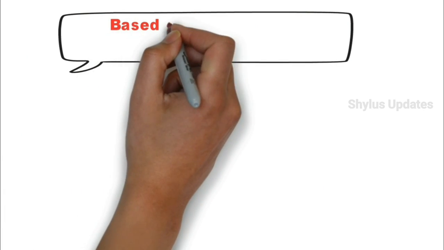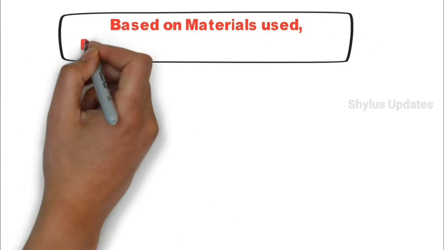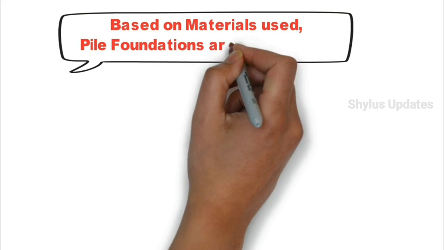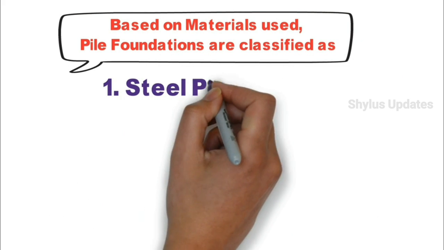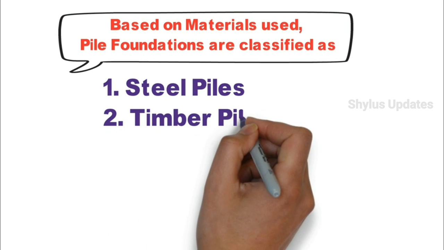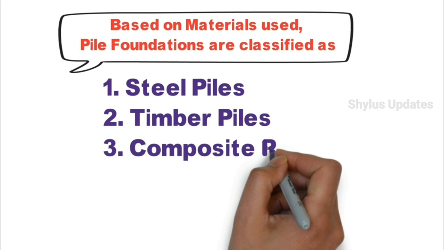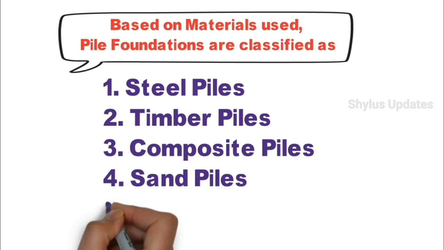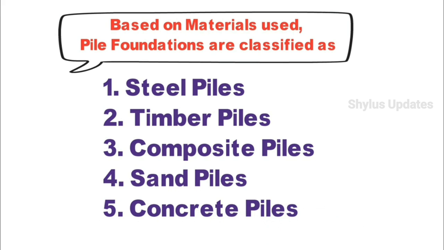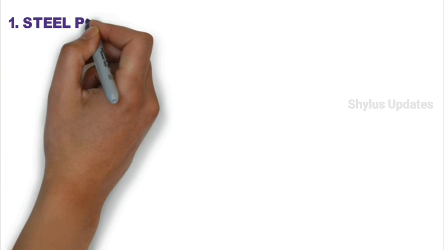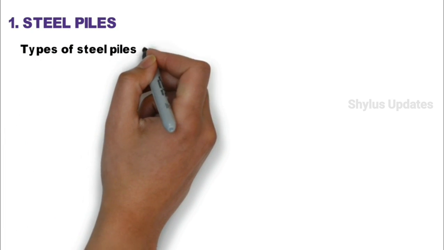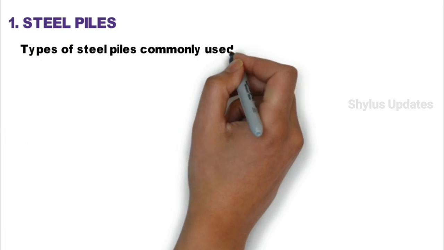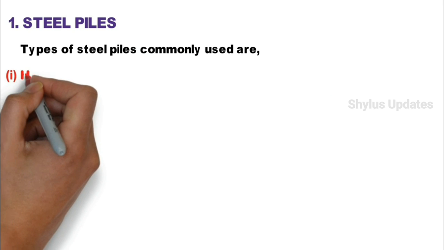Based on materials used, pile foundations are classified as steel piles, timber piles, composite piles, sand piles, and concrete piles. First, let us see about steel piles. Types of steel piles commonly used are H piles.